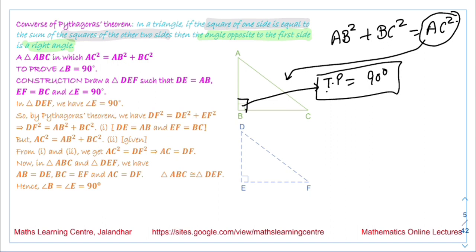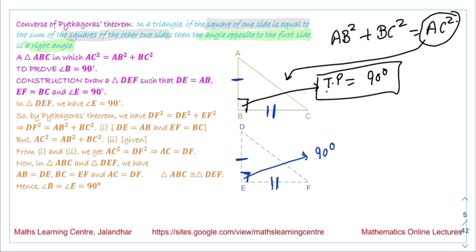We have done the construction over here and drawn another triangle DEF such that the lengths DE and AB are equal. EF and BC are equal, and the angle at E is 90 degrees.